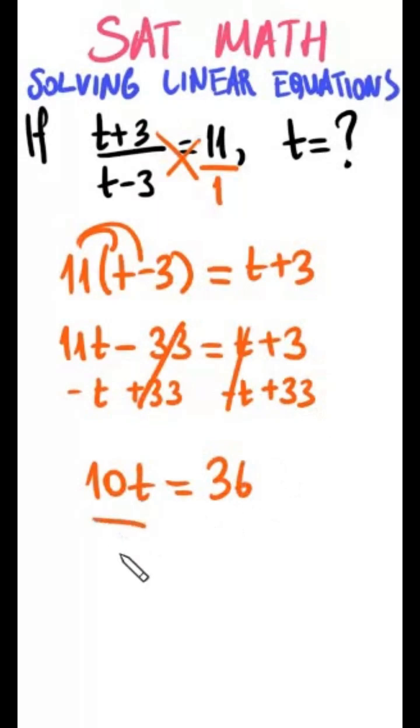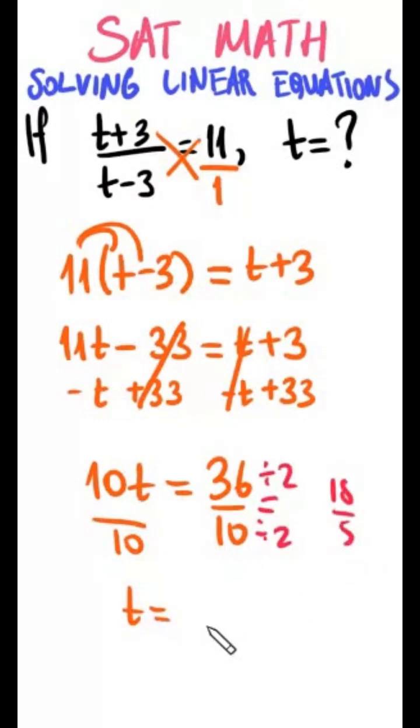Now we can divide both sides by 10. So t equals 36 divided by 10. So now we can simplify this by dividing both sides by 2. So we are going to get 18 over 5. So t is equal to 18 divided by 5.